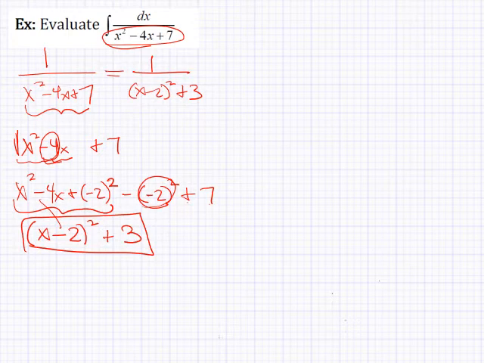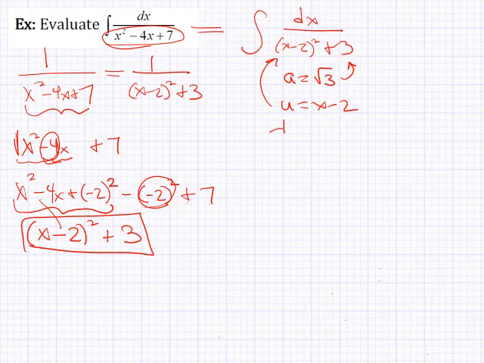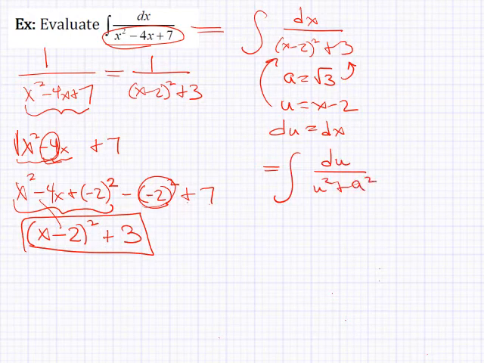And so how is this helpful? Well, it's helpful in that it'll allow us to integrate this using the arctan function. So if I have dx over x minus 2 squared plus 3, if I let a equal square root of 3, so that this is a squared, if I let u equal x minus 2, then this will be u squared, and du would just be dx. So the integral would become du over u squared plus a squared, which is the exact form for arctan.